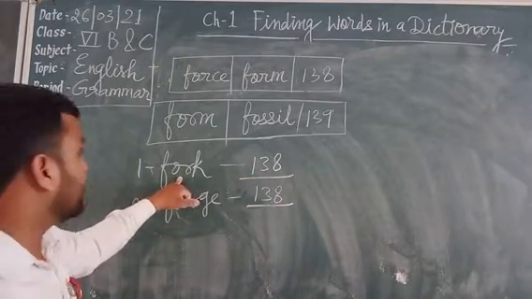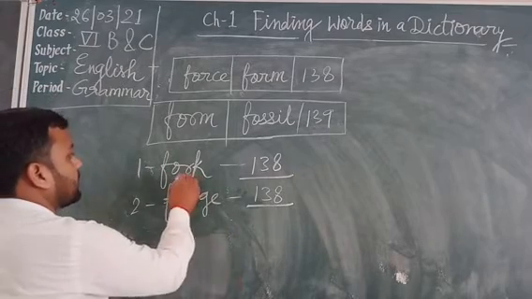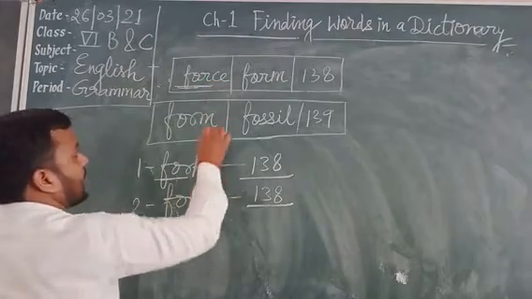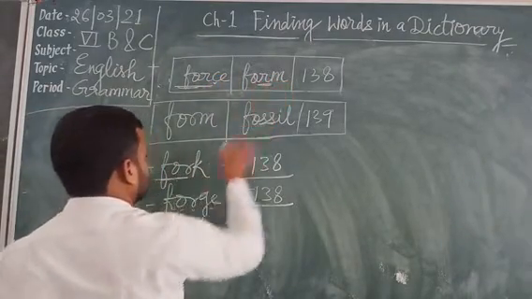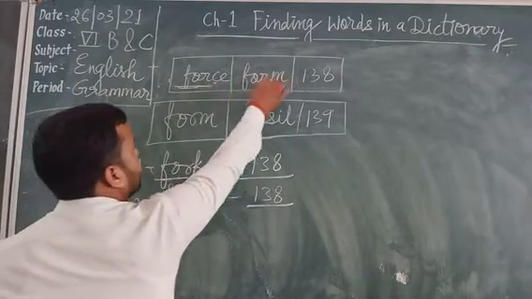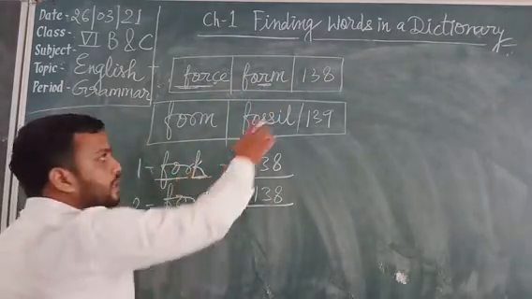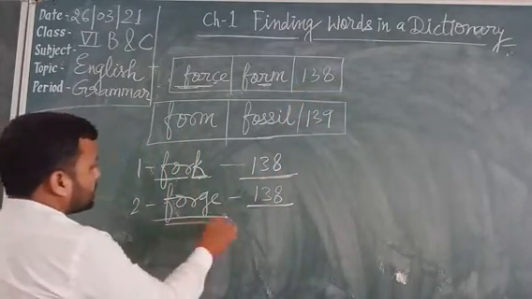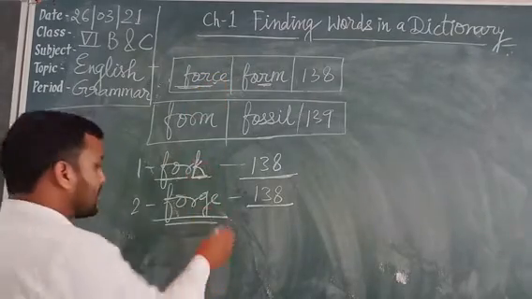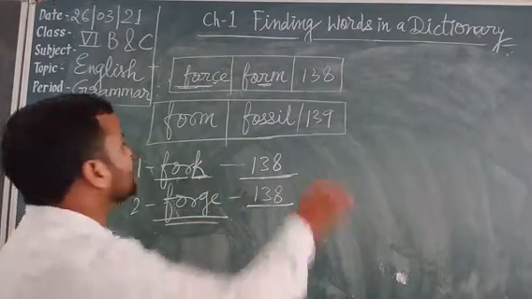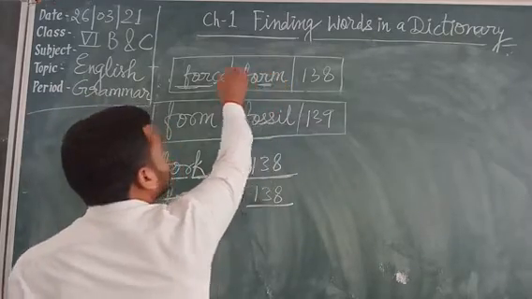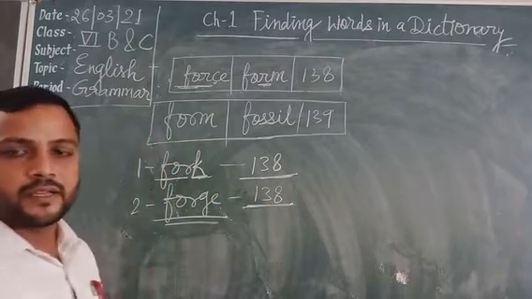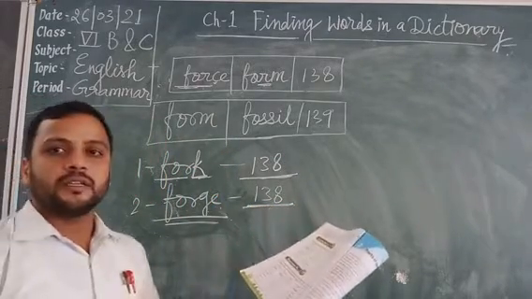Fork, F-O-R-K. So students will see the words F-O-R and after that C is here and R is here. So K will be between C and R. So this word will be on page 138. Okay? For F-O-R is here and G-E-Z, that is between C and R. So it will be on the same page number 138. So in this way you will do the remaining exercise.